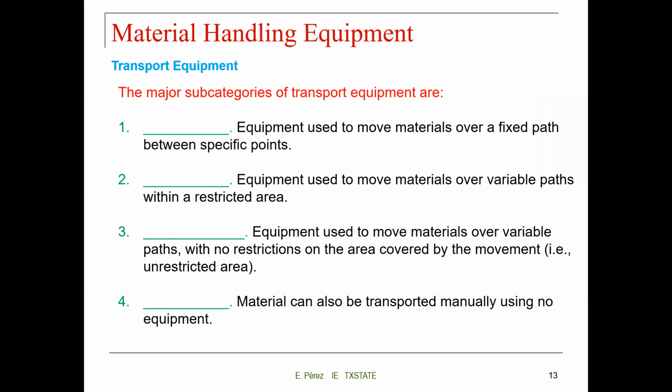So in terms of transport equipment, which was our first category, the major subcategories are conveyors, cranes, industrial trucks, or no equipment. Conveyors are commonly seen on manufacturing floors. This is equipment used to move materials over a fixed path between specific points. Cranes are heavy-duty equipment used to move materials over a variable path within a restricted area. And industrial trucks, also common in warehouses, are equipment used to move materials over a variable path with no restriction on the area covered by the movement. Or no equipment, which means that you can transport manually.